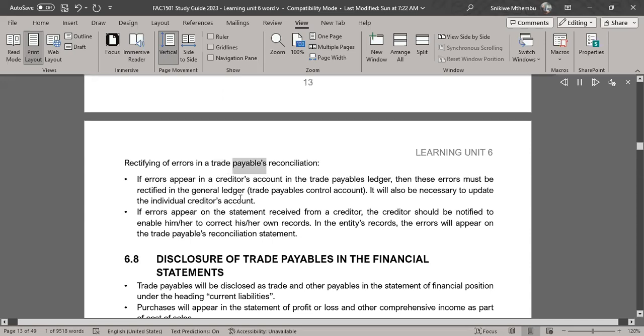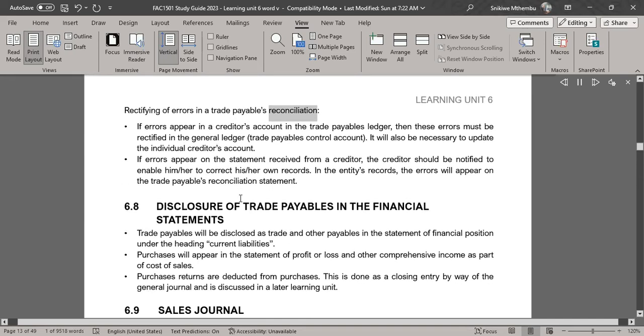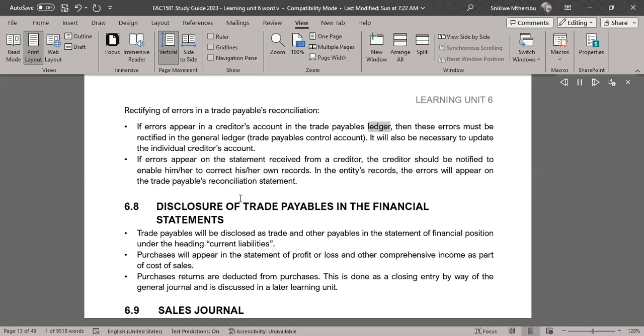Rectifying of errors in a Trade Payables reconciliation. If errors appear in a creditor's account in the Trade Payables ledger, then these errors must be rectified in the general ledger, Trade Payables Control account. It will also be necessary to update the individual creditor's account. If errors appear on the statement received from a creditor, the creditor should be notified to enable him or her to correct his or her own records. In the entity's records, the errors will appear on the trade payables reconciliation statement.